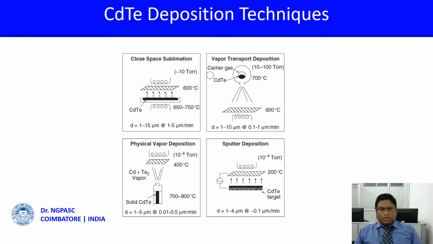So this is how you can coat this cadmium telluride by the closed space sublimation technique. The pressure used in this technique will be around some 10 torr.